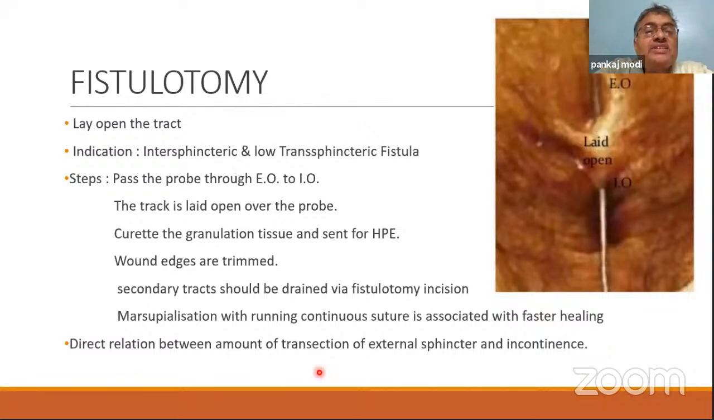But the problem is that if the tract goes like a U or there are side tracks, you should be careful. We'll discuss the disadvantages of fistulotomy.